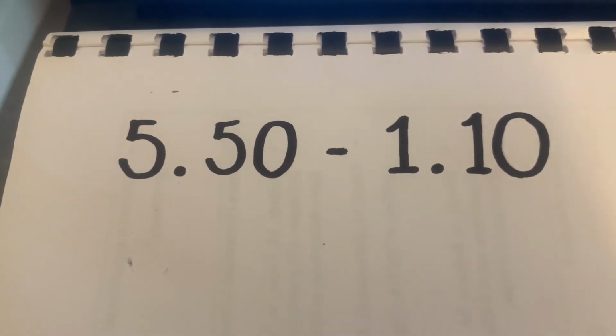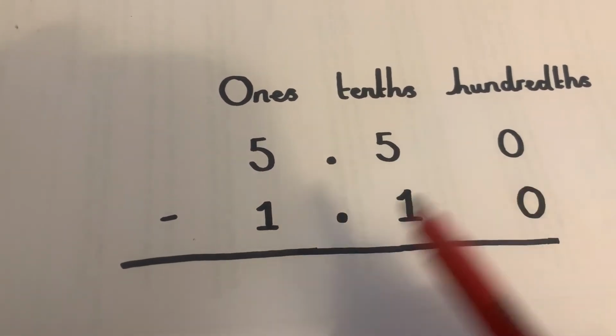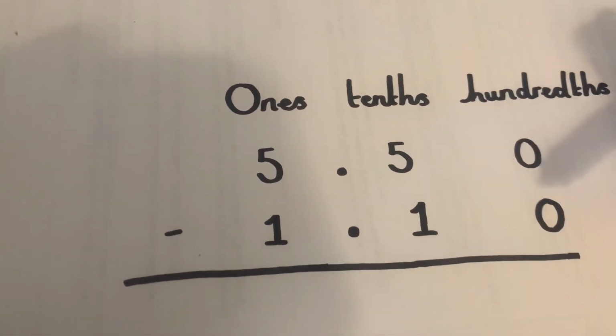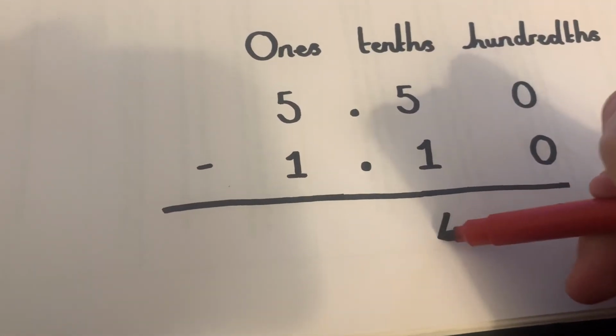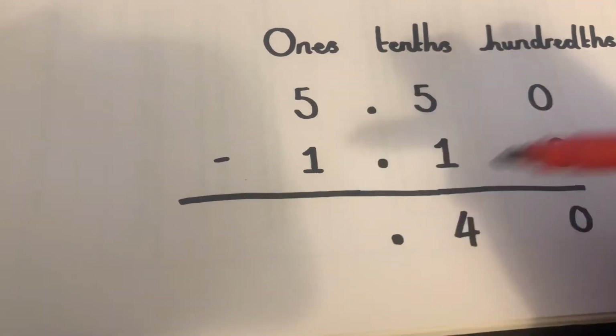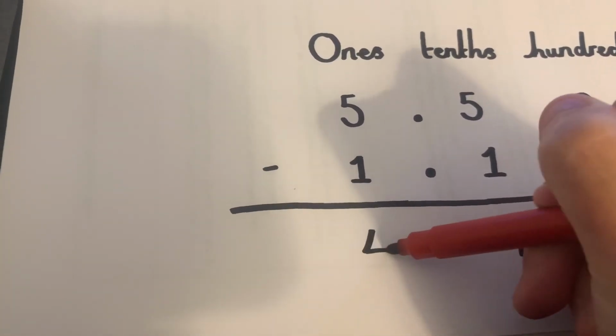So some questions don't actually involve exchanging and they're much quicker because of that. So if we look at 5.50 take away 1.10, 0 take away 0, we know is 0. 5 take away 1 is 4. We have our decimal point, and again 5 take away 1 is 4.